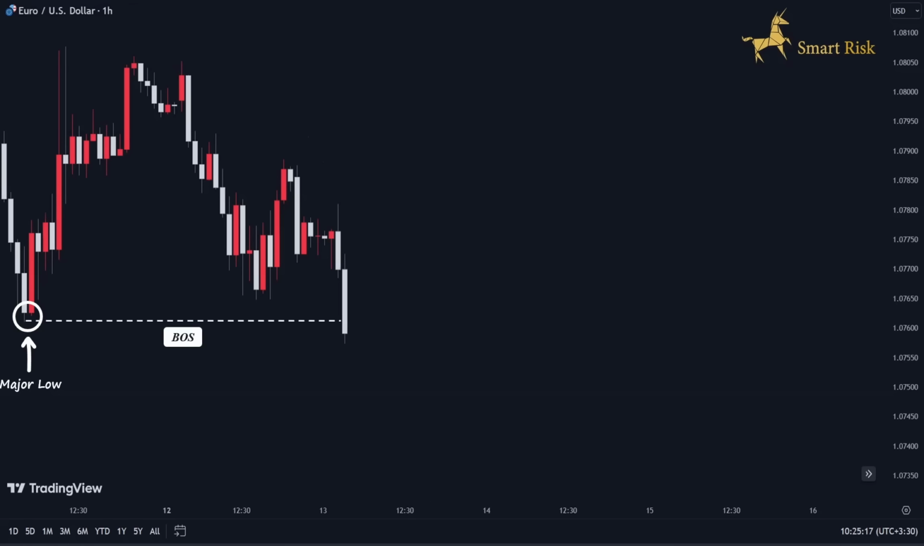Next, let's identify potential fair value gaps resulting from the recent bearish momentum in the market. In a bearish market, it's crucial to analyze the chart from top to bottom to identify fair value gaps, whereas in a bullish market, the analysis proceeds from bottom to top. Starting from this high point, we'll begin our analysis.